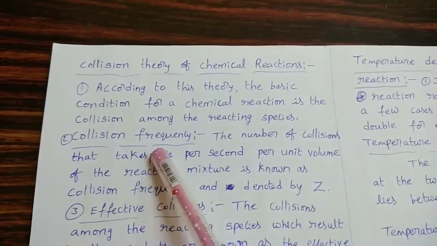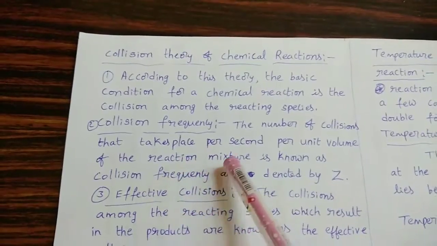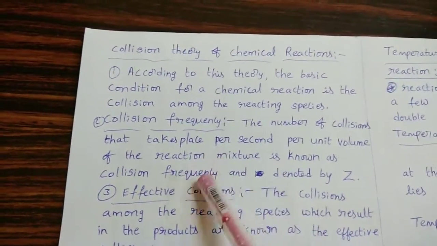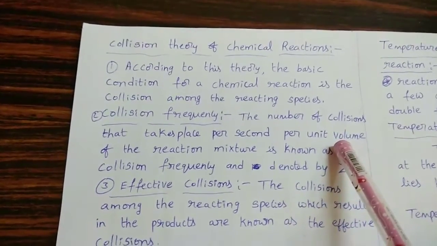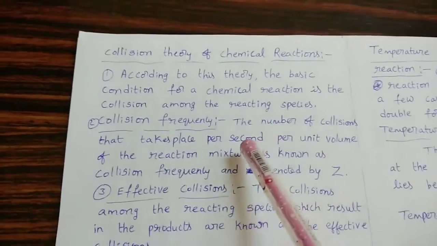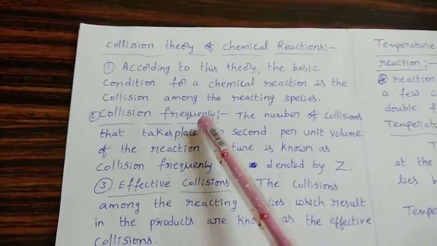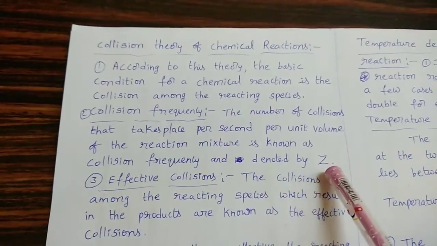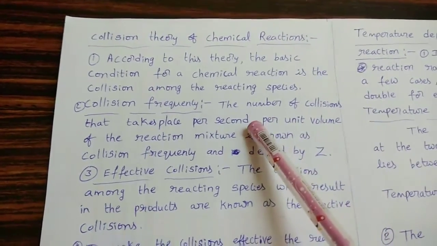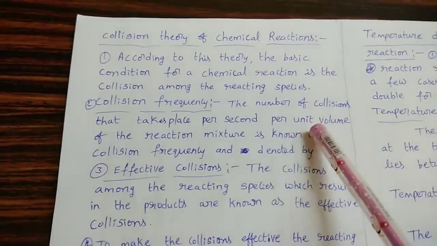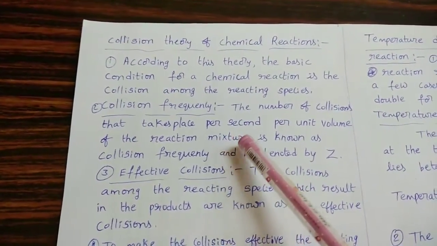Now collision frequency, the number of collisions that takes place per second per unit volume of the reaction mixture is called collision frequency. In unit volume, or means 1 centimeter cube or 1 meter cube, in 1 second how many number of collisions take place, that is called collision frequency. It is denoted by Z. If more number of collisions takes place per 1 second in 1 centimeter cube of the volume or 1 meter cube of the volume, then we can say collision frequency is more.